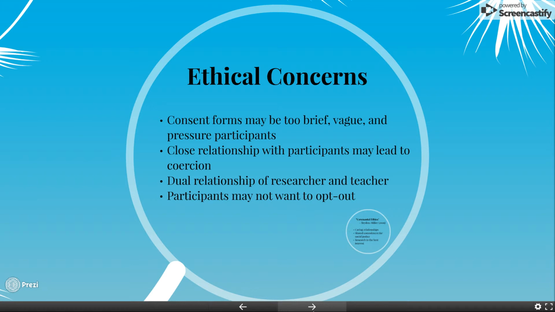There's a dual relationship that exists between the teacher and researcher in this design, and participants may not want to opt out because they may not want to disappoint or because of their relationship with the teacher.